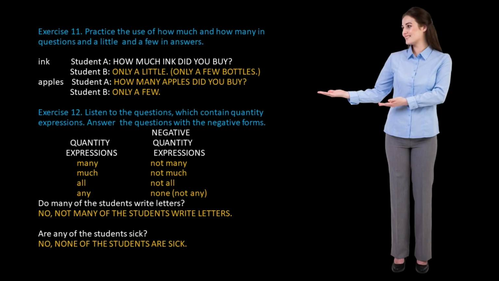Exercise 11 and 12. Exercise 11. Practice the use of how much and how many in questions, and a little and a few in answers. For example, ink. Student A. How much ink did you buy? Student B. Only a little. Only a few bottles. Apples. Student A. How many apples did you buy? Student B. Only a few.